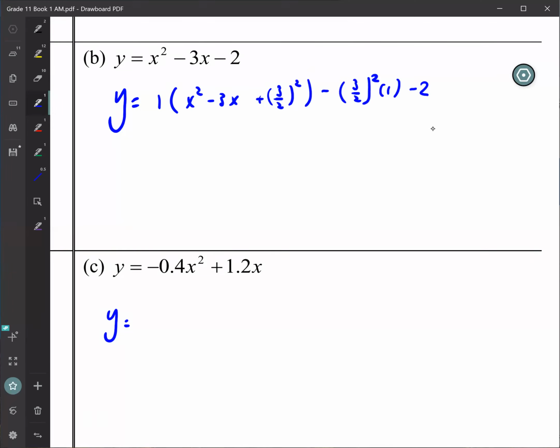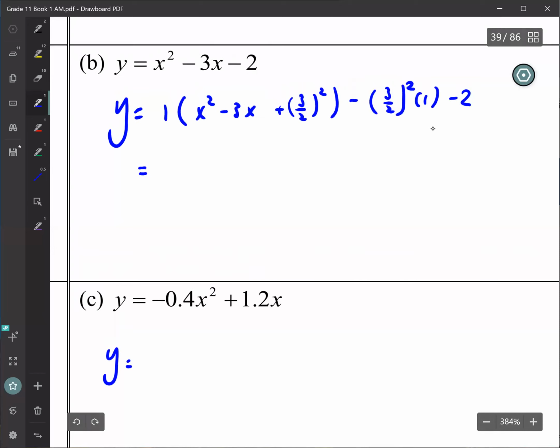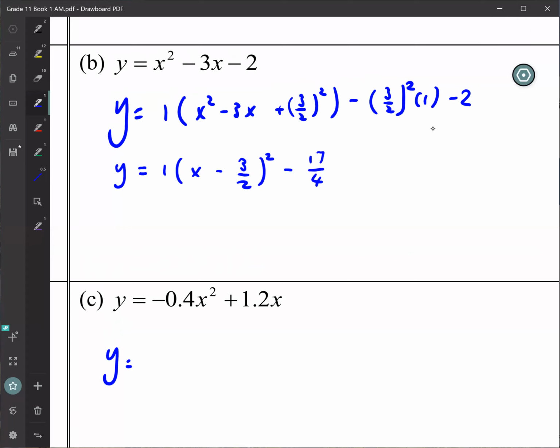And Aaron, can you tell me what's after this for question B? Y equals 1 bracket x subtract 3 over 2 and bracket squared subtract 17 over 4. Okay, let me see. So that will be 9 over 4, right? 3 squared, 2 squared, 9 over 4. Subtract 2. So you need to get a common denominator, right? So yep, 17 over 4. 9 over 4 minus 8 over 4.